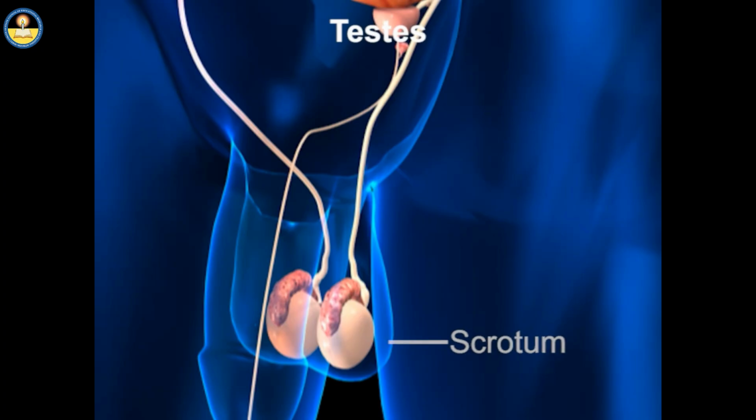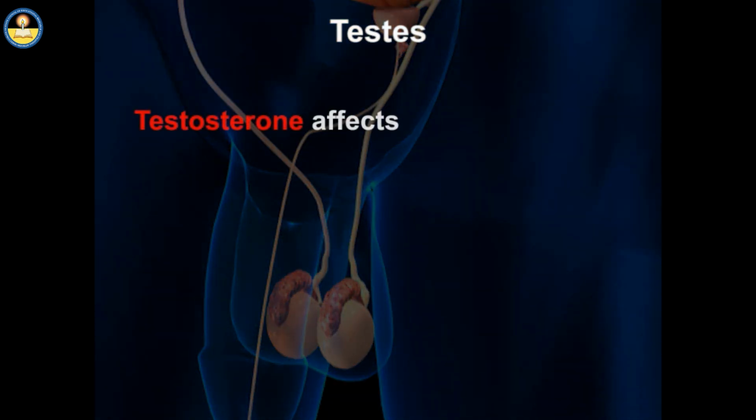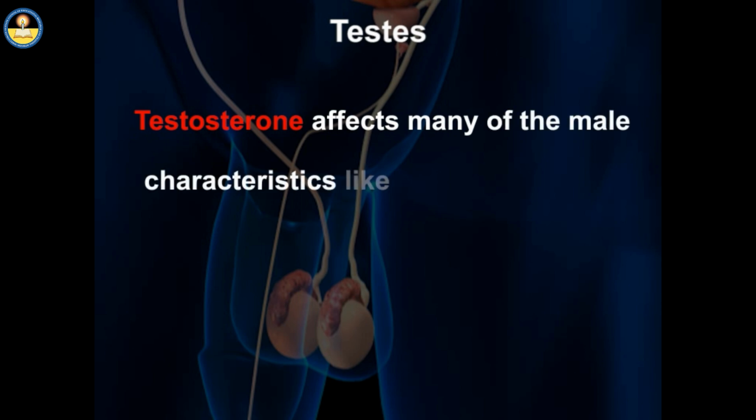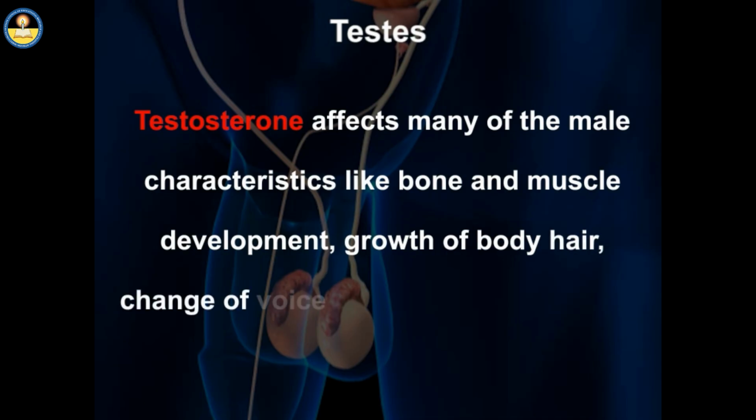The testes, also known as testicles or male gonads, lie in a pouch of skin called scrotum. The testes perform two functions: to produce sperm and to produce hormones, particularly testosterone. Testosterone affects many of the male characteristics like bone and muscle development, growth of body hair including facial hair. It also influences change of vocal cords to produce the adult male voice and sperm production.